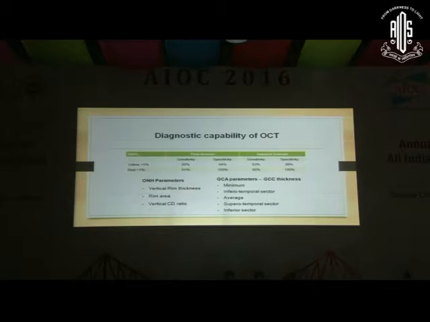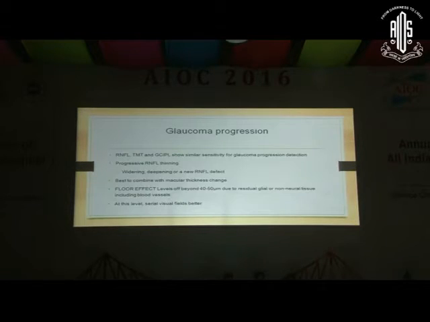So if you look at the diagnostic ability of the OCT, then the time domain or the Stratus OCT works equally well if you're considering the RNFL. But if you want to look at the GCC, then it is the Fourier domain OCT that will give you additional information. Also remember that the ONH parameters are very variable, and the ones that are important are the vertical rim thickness, the rim area, and the vertical CD ratio.